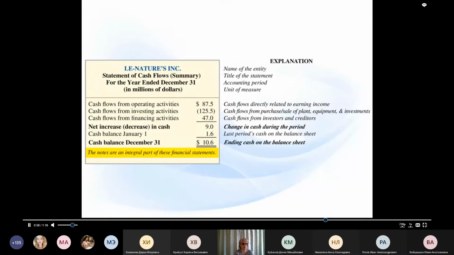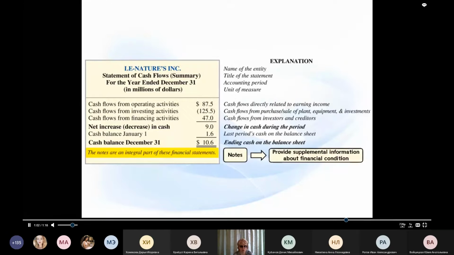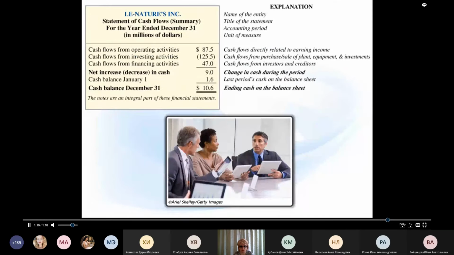The notes are an integral part of these financial statements. The notes, or footnotes, provide supplemental information about the financial condition of a company. Users of the financial statements must also read this narrative information in order to fully understand the information presented.